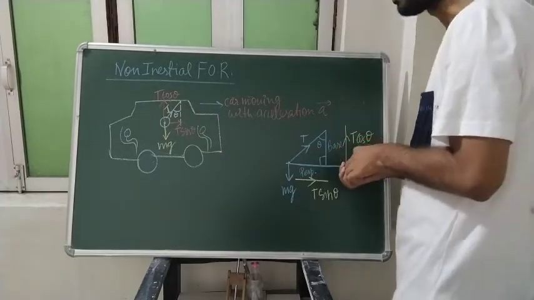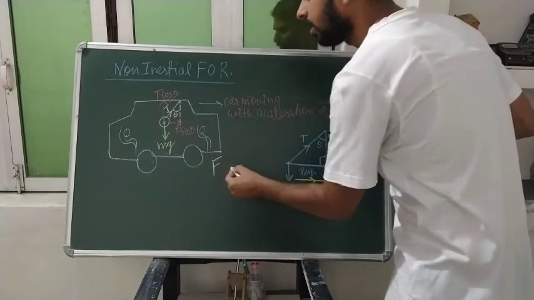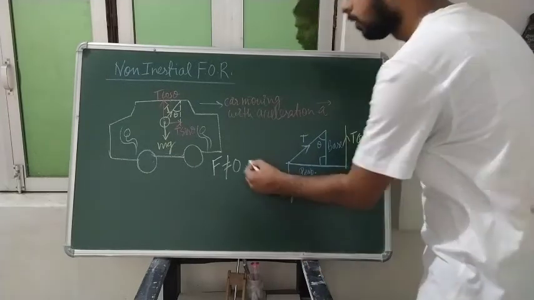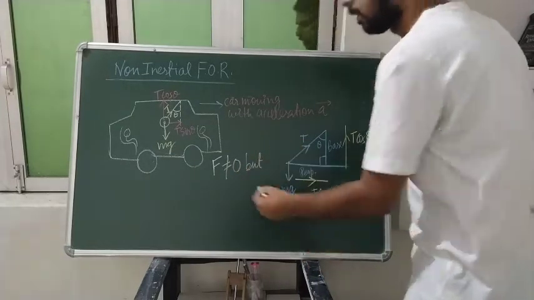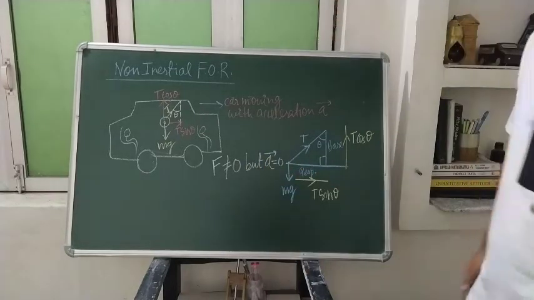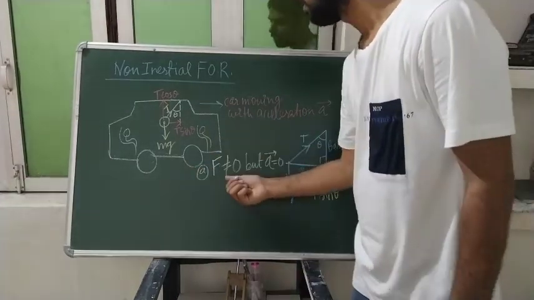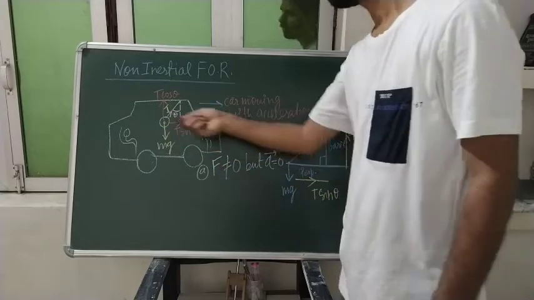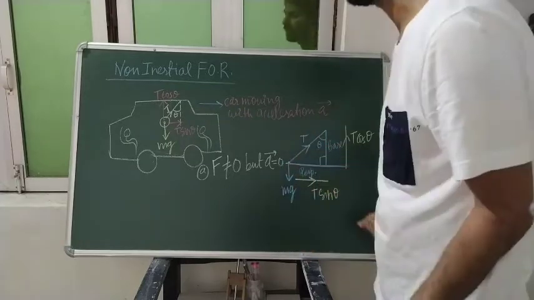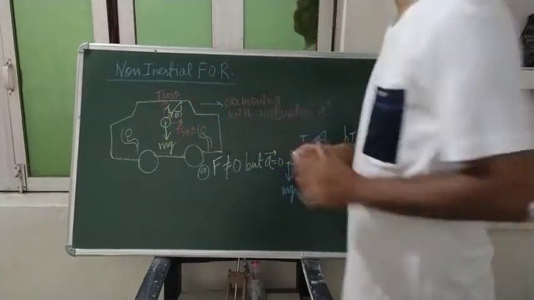So we are looking that a force is acting, and that force is not equal to 0, but the acceleration is 0. This is the first point: the force on this bob is not 0, this T sin theta is acting here, but our bob is not accelerating. It is in the same situation at angle theta with the vertical.